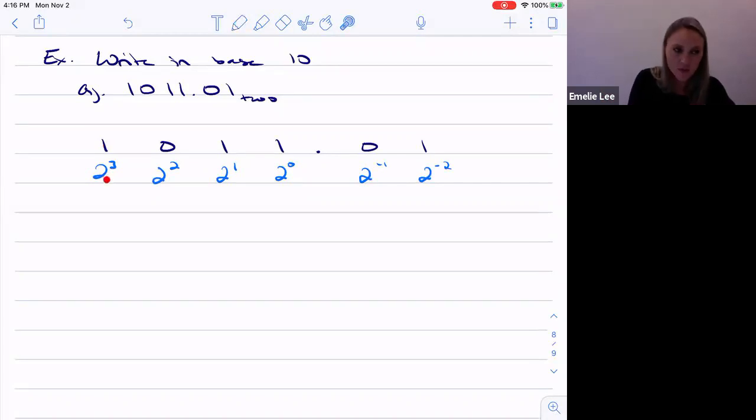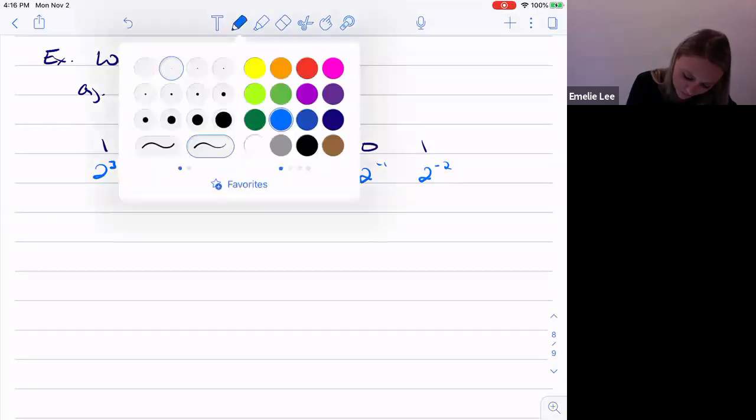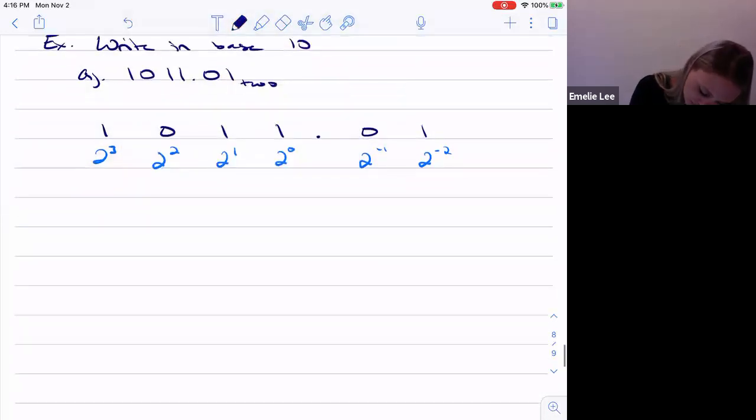you're going to write 1 times 2 to the power of 3 plus 0 times 2 to the power of 2 plus 1 times 2 to the power of 1 plus 1 times 2 to the power of 0 plus 0 times 2 to the negative 1, plus 1 times 2 to the negative 2. All right, let's write those out.